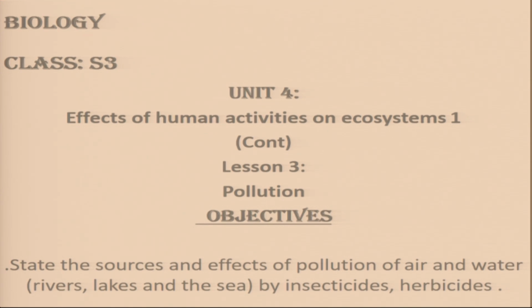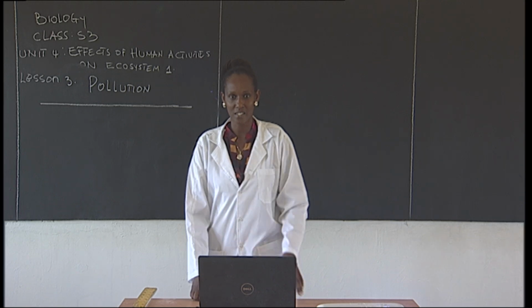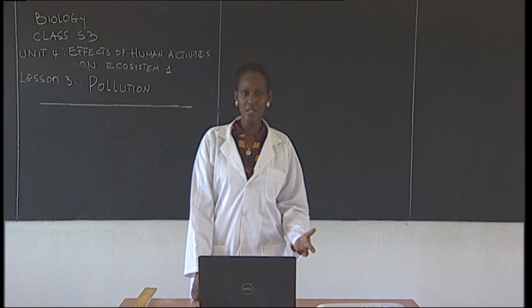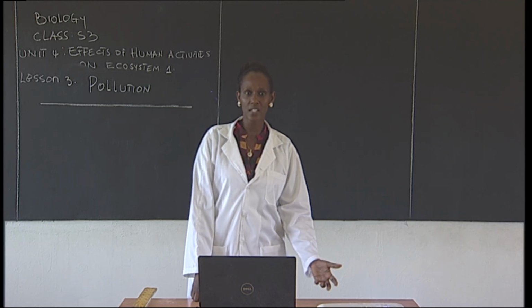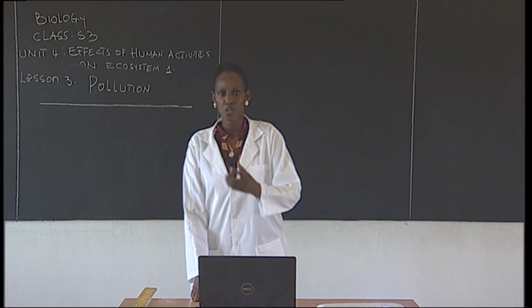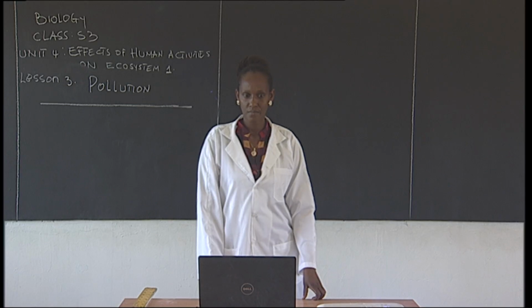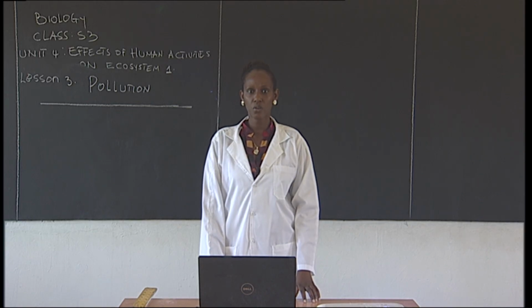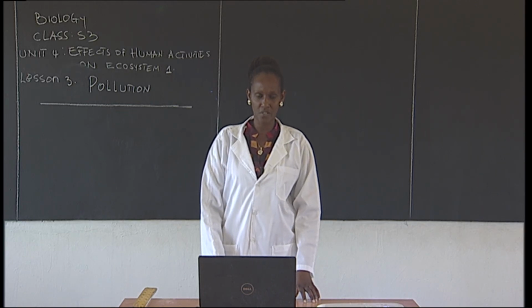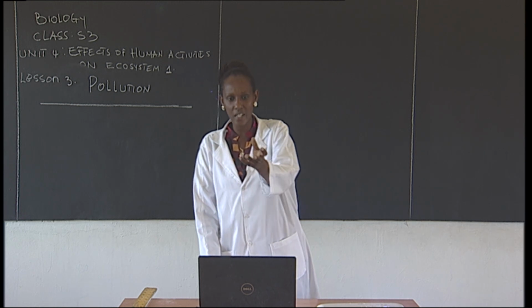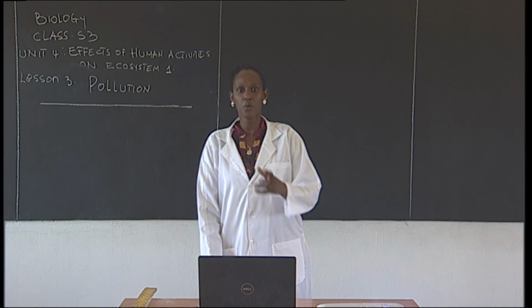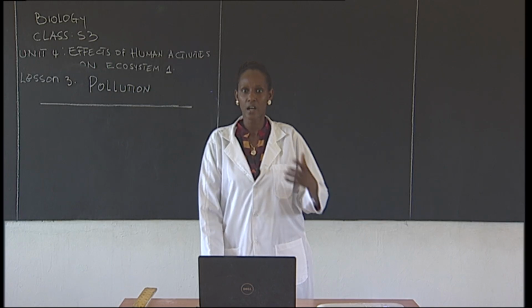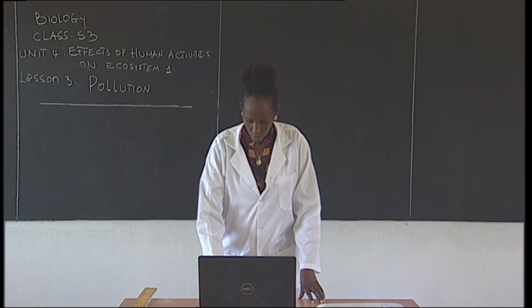On water, we shall emphasize insecticides and herbicides. So what are insecticides? What are herbicides? Insecticides are chemicals that we spray to kill insects. And herbicides are chemicals that we spray to kill herbs or those unwanted weeds in our crops specifically. All right? So we are going to look at their effect, and we are going to see what the sources of water and air pollution are. We can go on.